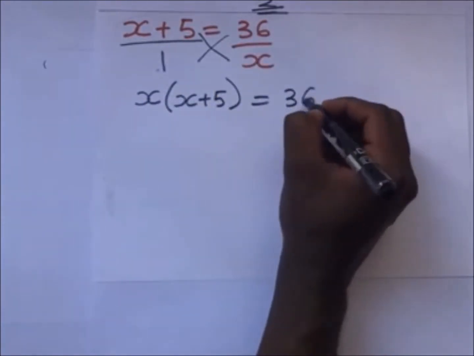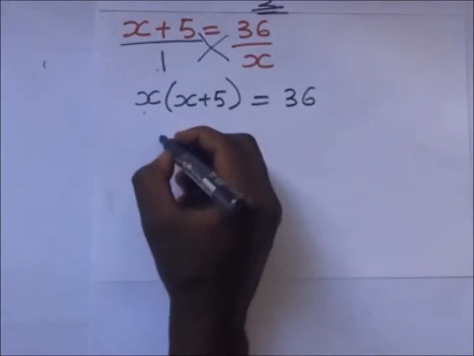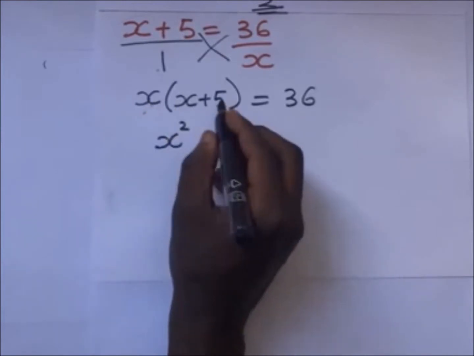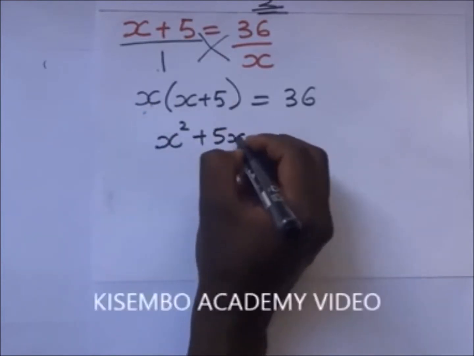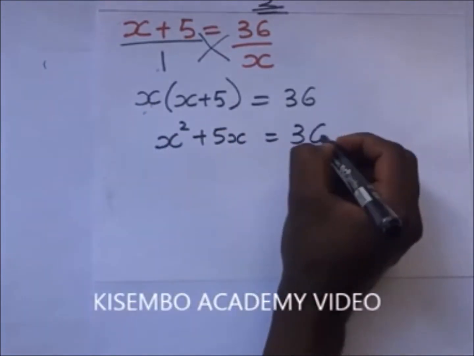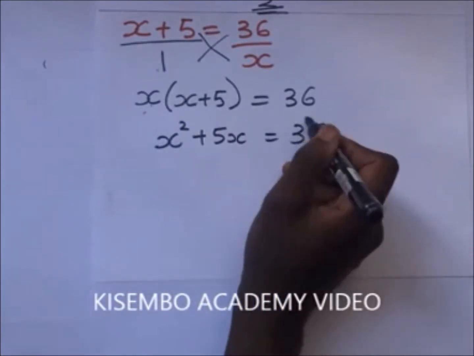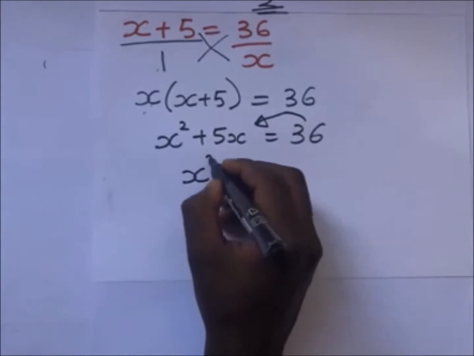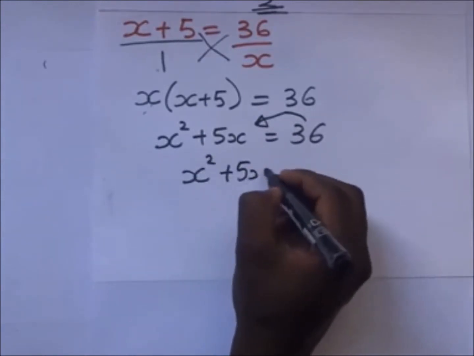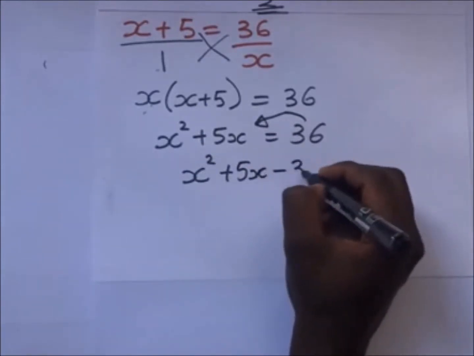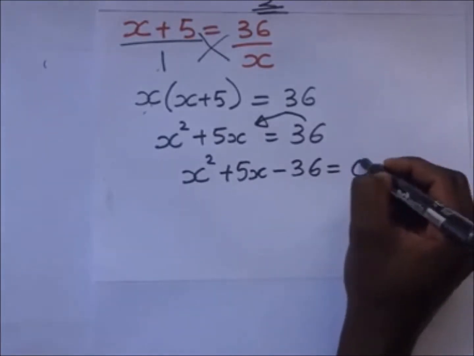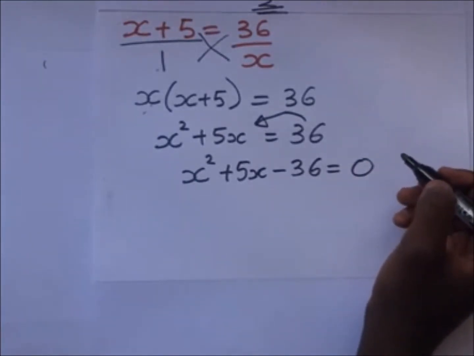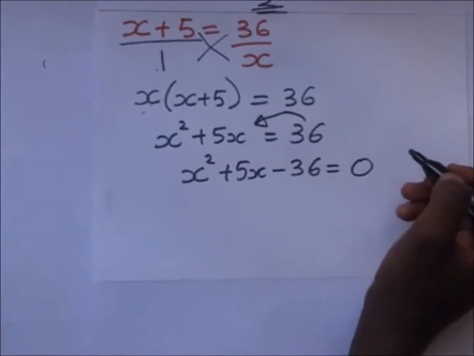36, which is 36. When we open brackets here, x times x is x squared, x times 5 is plus 5x, is equal to 36. So we bring this 36 this way, it becomes x squared plus 5x minus 36 is equal to 0. So we have a quadratic equation that we have rearranged.